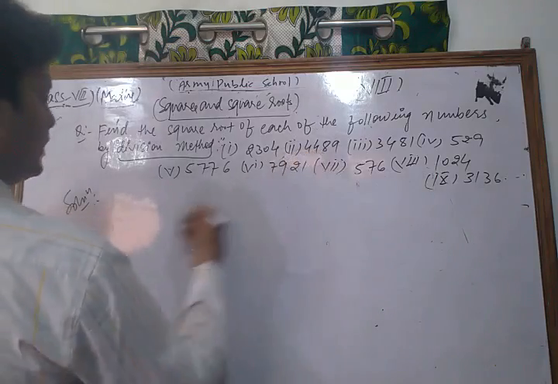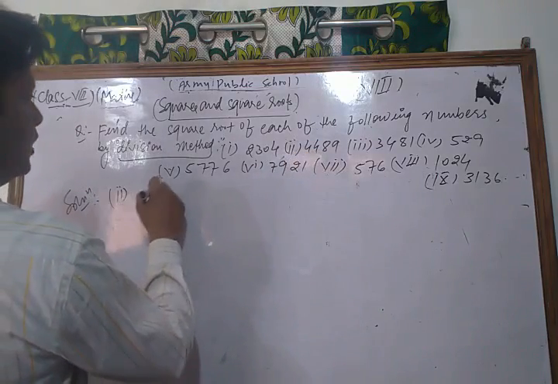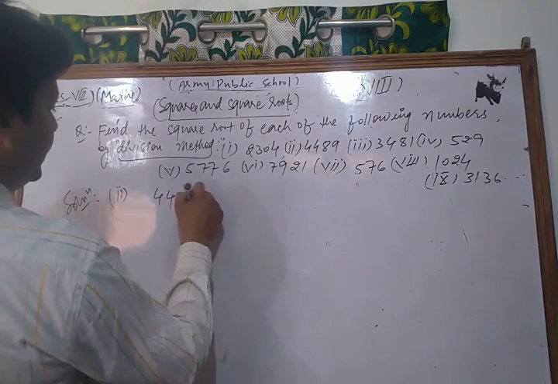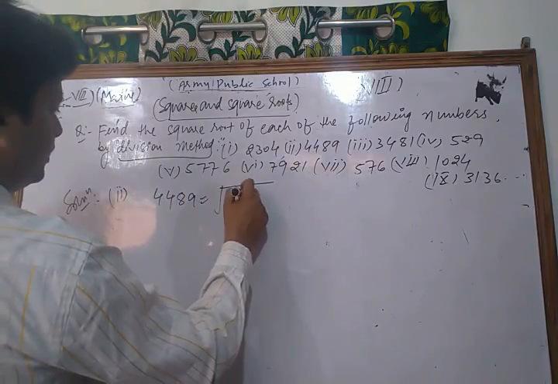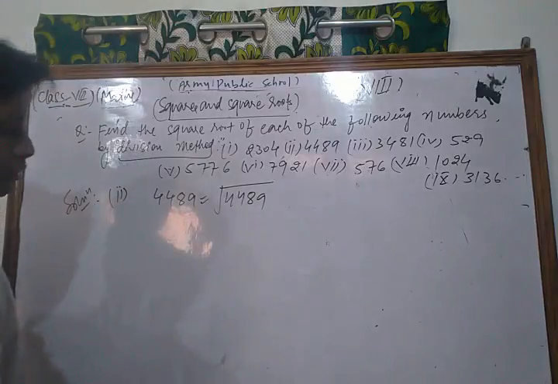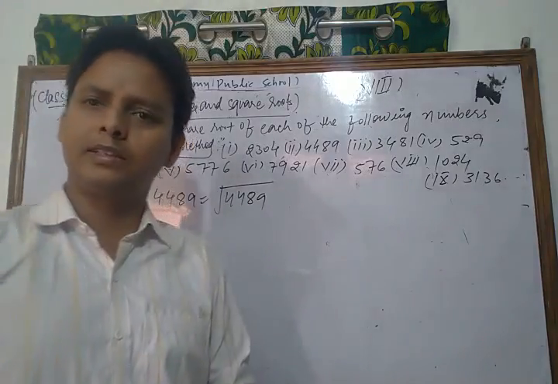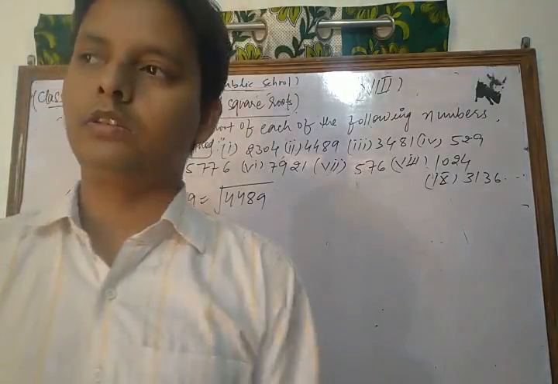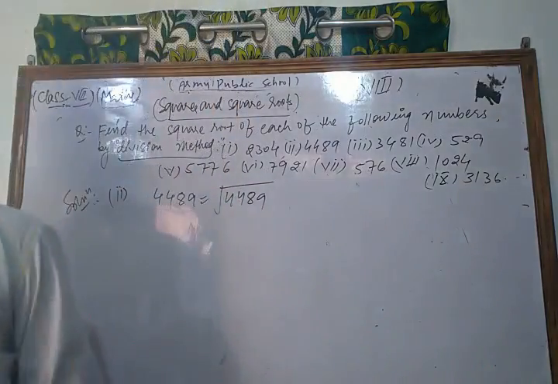Now we solve the second part of this question, which is the square root of 4489. In the division method, we apply the same process we used just before in that question.